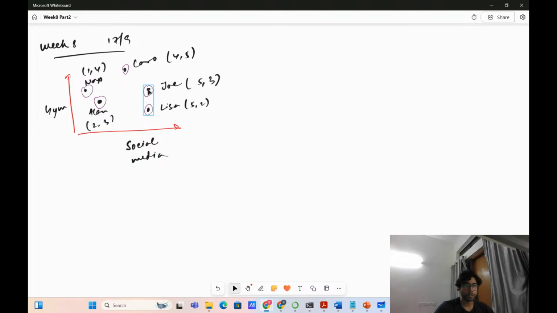So you see the distance between Joe and Lisa would be basically 5 minus 5 whole square. Let me write it down. Distance between Joe and Lisa: 5 minus 5 whole square plus, here we are calculating Euclidean distance only, the L2 norm, 3 minus 2 whole square. So this comes out to be 1.